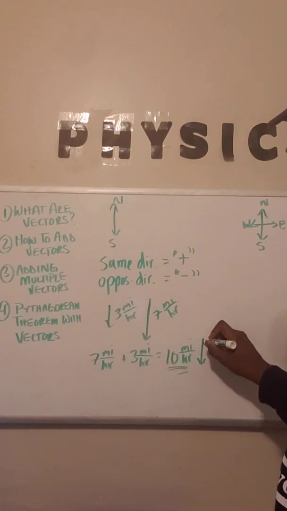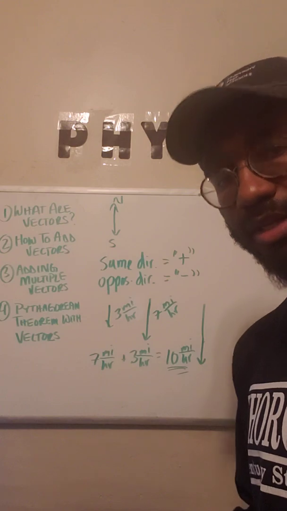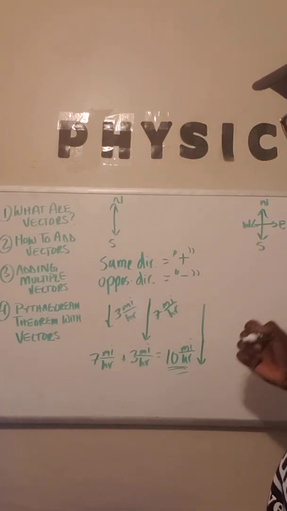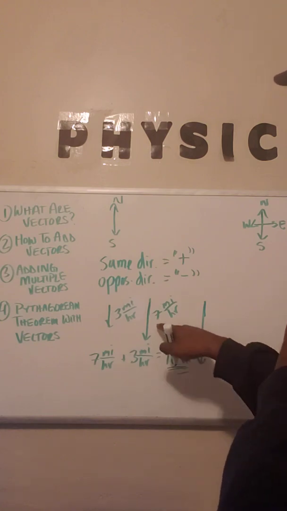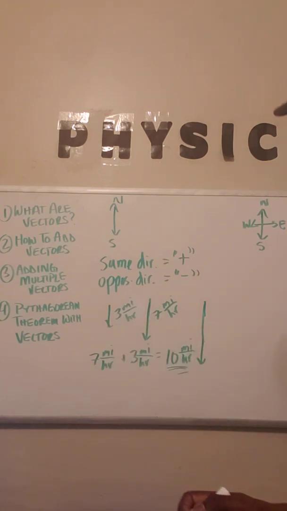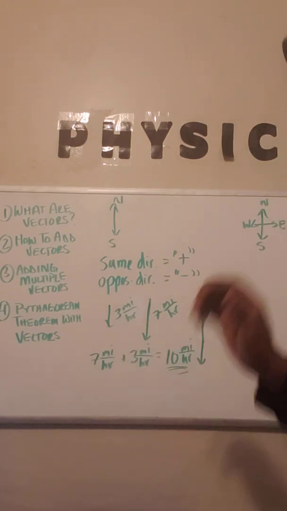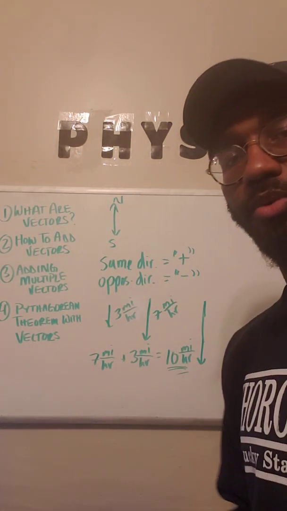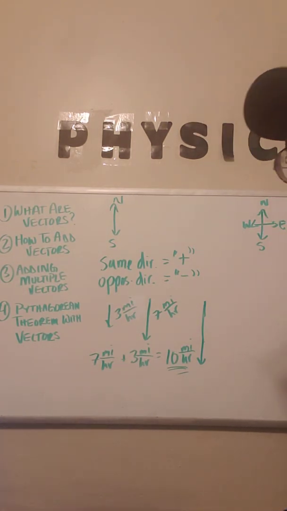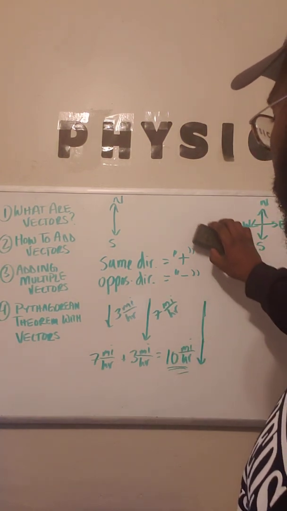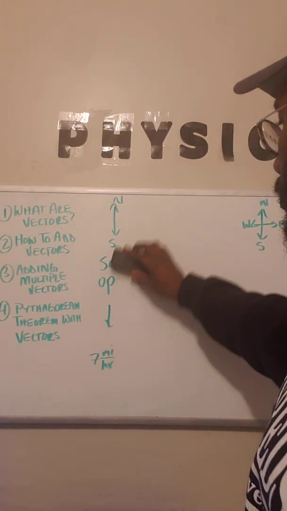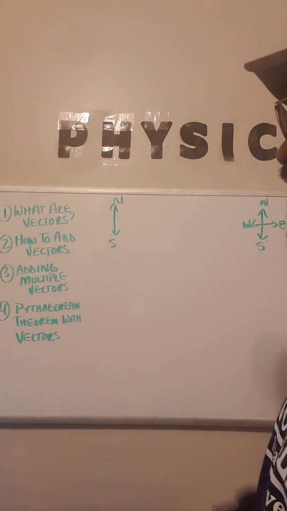But really, because both of these vectors are in the same direction, that's why we end up with it going south. Okay? And again, the 10 vector is going to be larger than the 7 or the 3. Okay? Great. And the same thing would work if you were heading east, if both vectors were going east or both vectors were going west, etc. Okay? So, now we know how to add vectors.